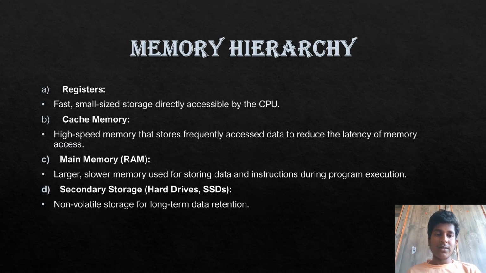Memory hierarchy. Registers, fast small-size storage directly accessible by the CPU. Cache memory, high speed memory that stores frequently accessed data to reduce latency of memory access. Main memory, large slower memory used for storing data and instructions during program execution. Secondary storage, hard drives and SSDs, non-volatile storage for long-term data retention.